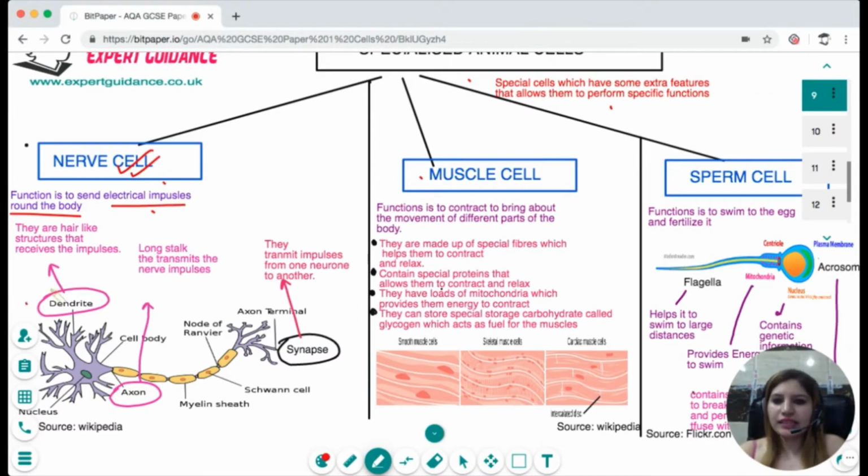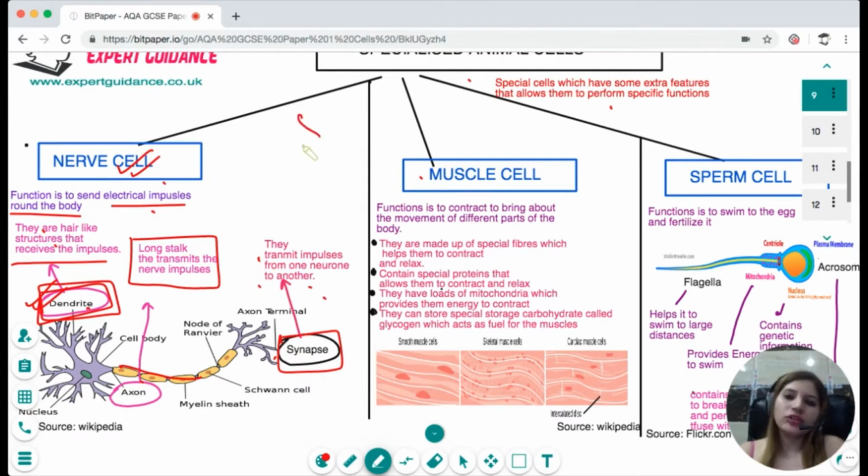In this nerve cell, what we have is that nerve cells have dendrites. Now, what are dendrites? These dendrites are the hair-like structures that receive the impulses. Then it has a long stalk called the axon. This axon transmits the nerve impulses, and at the end you have the synapse. Now, what is a synapse? They transmit the nerve impulses from one neuron to another. So the structure goes like this: it has a nucleus, hair-like structures, and a long stalk, and at the end it has the synapse.